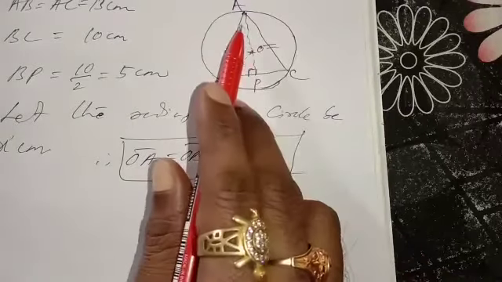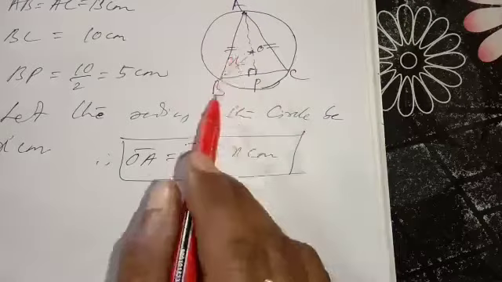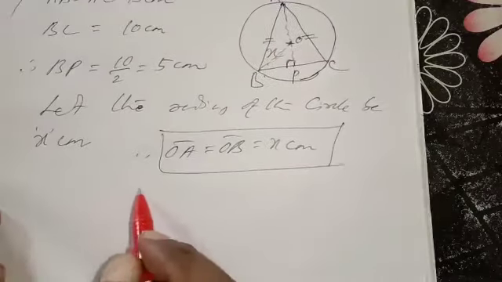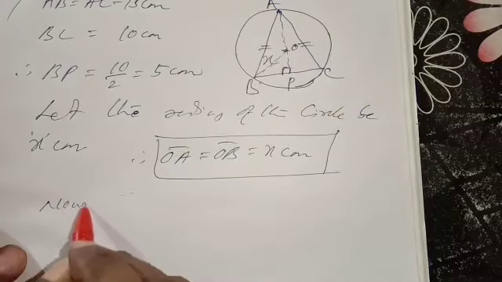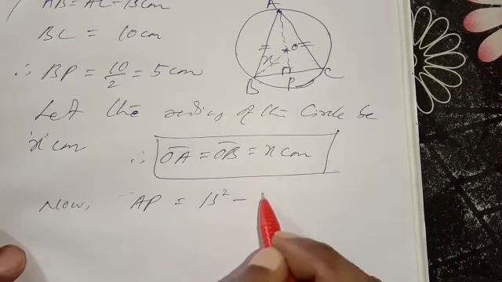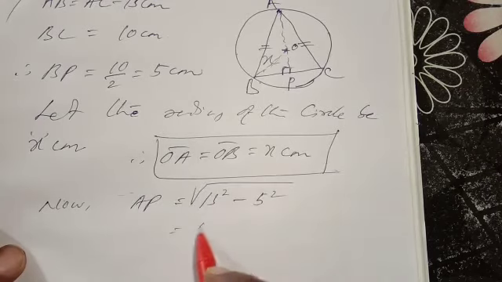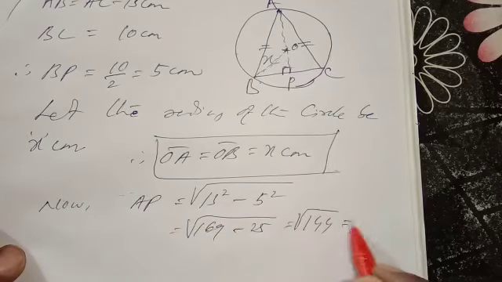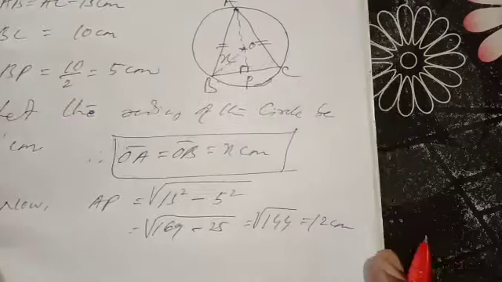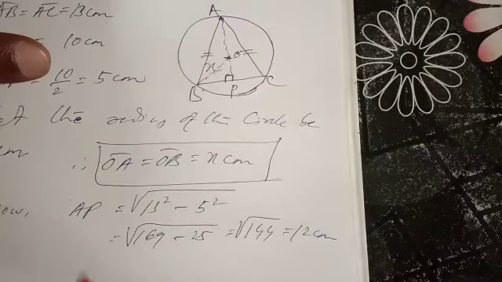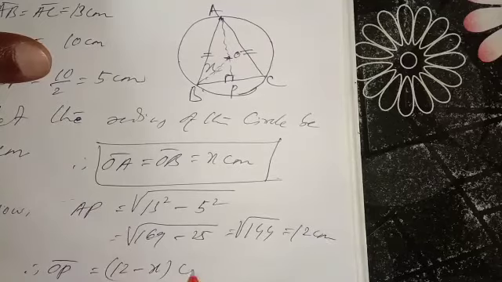See, in that right angle triangle ABP, AB equal to 13, BP equal to 5. Then AP you can find. Try to find AP, it will be better. Now, AP will be root of AB square, that is 13 square minus BP 5 square. 13 whole square is how much? 169 minus 5 whole square 25. It is coming 144, root of which is 12 centimeter. That means AP is equal to 12. And OA is the radius I have taken. Therefore, OP is equal to 12 minus x centimeter.